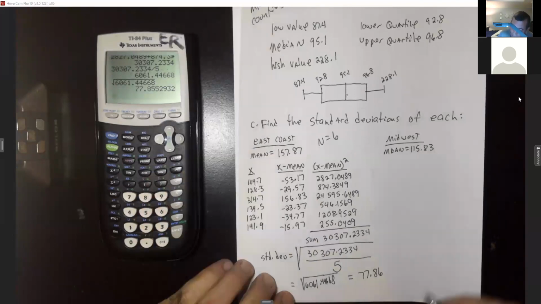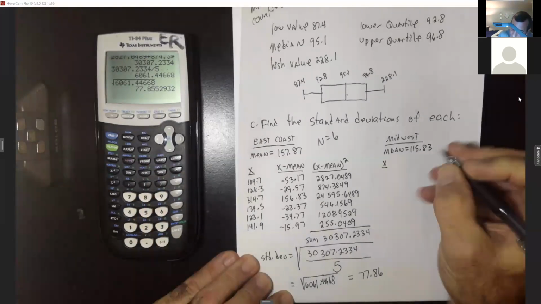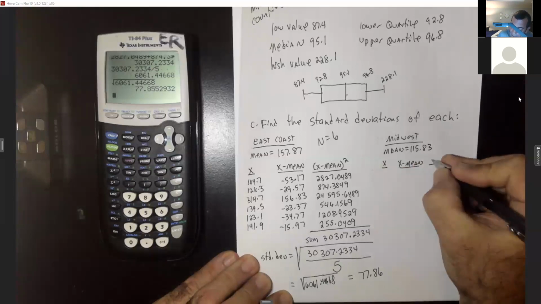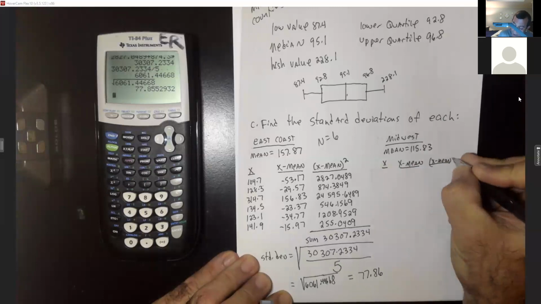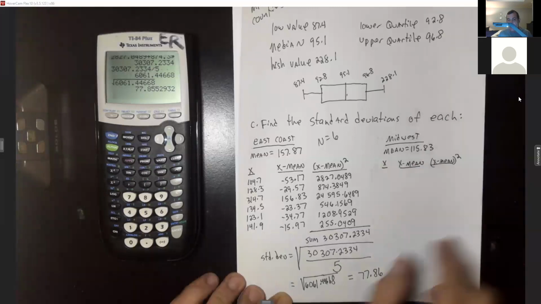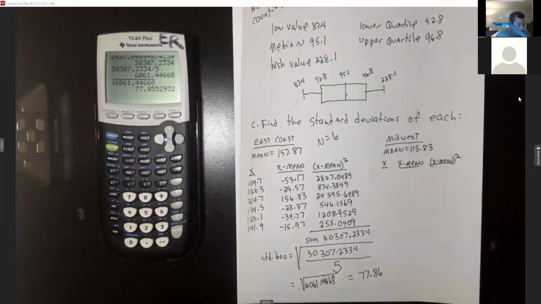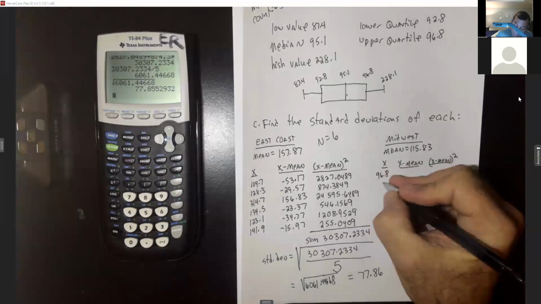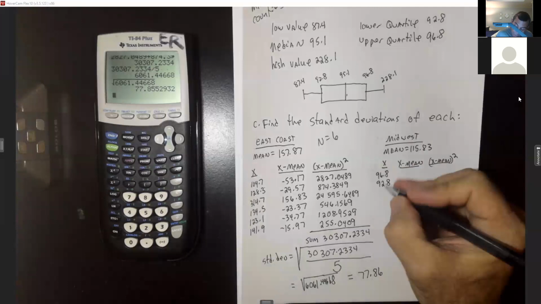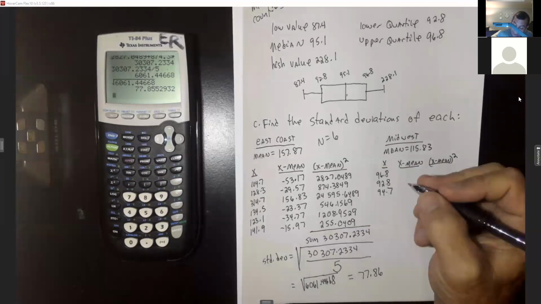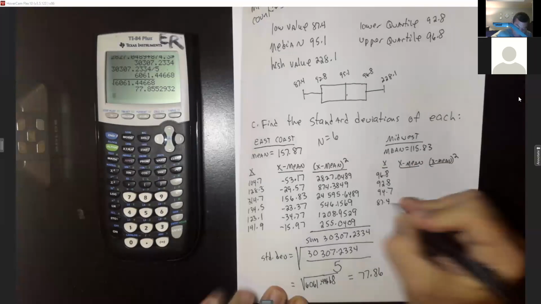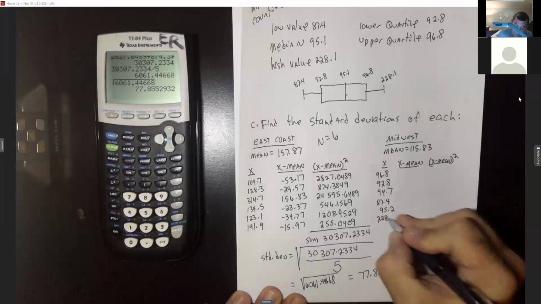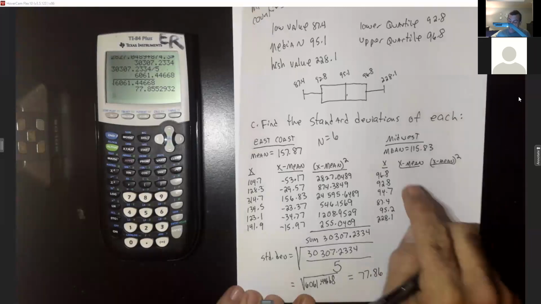All right, same thing over here. We're going to write all of our x's, our x minus our mean, and then x minus the mean squared. We'll add all them up, get the sum, and then we'll find that standard deviation. So y'all, that one I had 96.8, 92.8, 94.7, 87.4, 95.2, and 228.1.